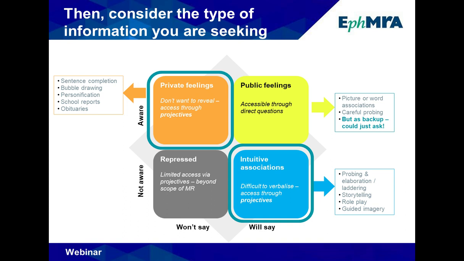So, as I mentioned, the projective techniques will help you tap into the private feelings and the intuitive associations mainly. So if what you're interested in is finding out private feelings, then sentence completion, bubble drawing, personification, school reports, obituaries, all of these are the right techniques for you. However, if you're interested in understanding the intuitive association, then probing and elaboration, and laddering, for example, storytelling, role play, and guided imagery are the techniques to use here.